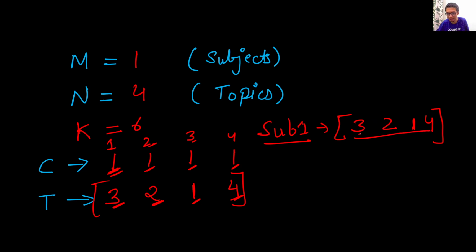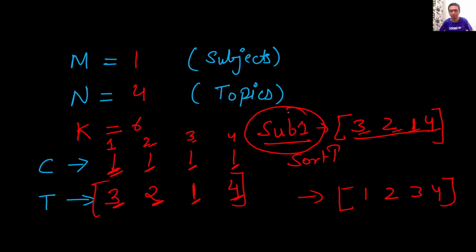So we have 4 topics. And these are simply the time taken to complete a topic over here, right? So tell me, should I study the topic which takes more time, or should I study the topic which takes less time first? The answer is simple. We should study the topic which takes less time, right? So I'll simply sort this array in ascending order. So I'll have 1, 2, 3 and 4, right? So these are simply the time required in ascending order to complete a topic for this subject, right?